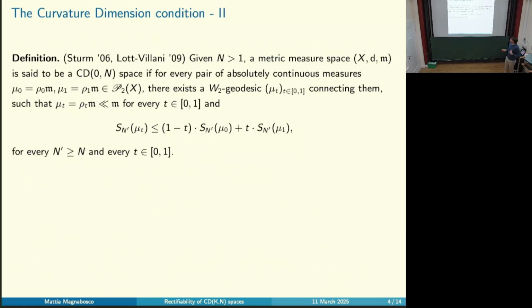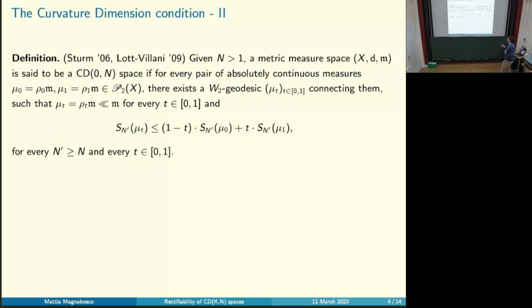Okay, so then we are ready to give the definition of the curvature dimension condition that was introduced by Sturm and Lott-Villani. As I was saying before, this is usually given in terms of two constants, K and N. K represents the lower bound on the Ricci curvature, and N the upper bound on the dimension. In this first slide, I will introduce this condition for K equals 0 because it's the easiest case.